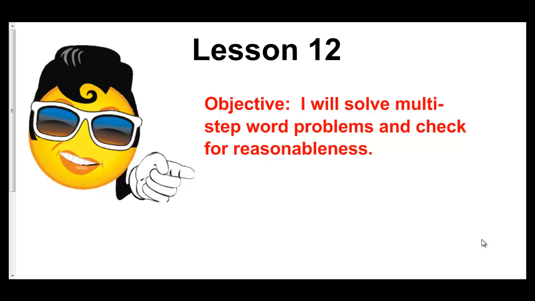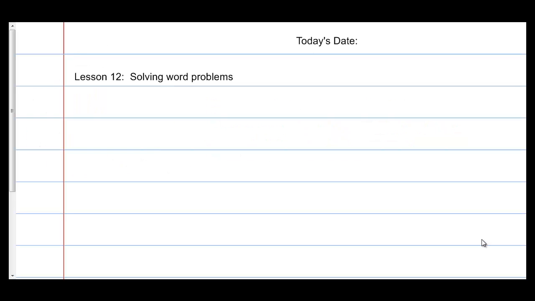This is Lesson 12. I will solve multi-step word problems and check for reasonableness. So we're going to be solving some word problems today, and we're going to be using estimation to see if our answers are reasonable. So to get started today, turn to the next blank page in your math journal, please. In the top right-hand corner, write today's date, and then I want you to write Lesson 12, Solving Word Problems.